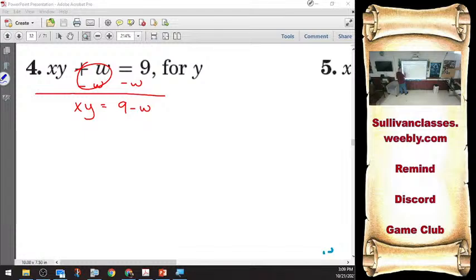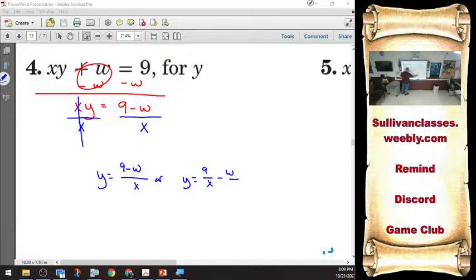Who's still got to go? Look at what it said. It said solve for y. Sneaky, sneaky. Y is 9 minus w over x, or y is 9 over x minus w over x.